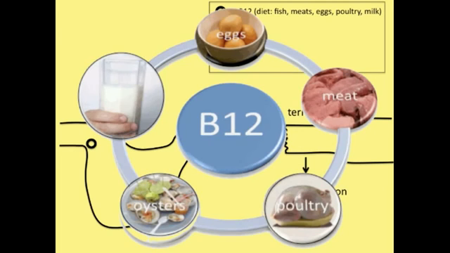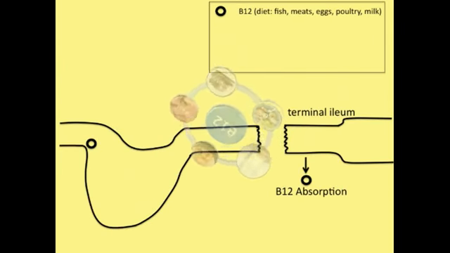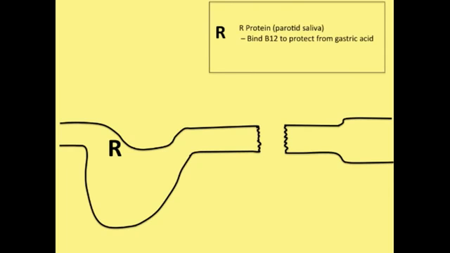The foods that are high in B12 include the following: fish, meats, eggs, poultry, and milk. So as you can see, this can be a problem for vegans. Now, I'm not a vegan, so I'm not really sure where they get their vitamin B12, but it's not from any of these sources. Next, we have the R protein, and this comes from the parotid saliva.